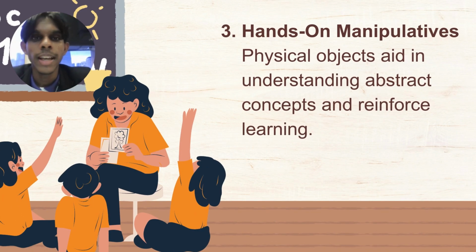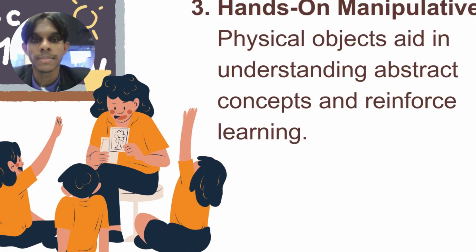So the third one is hands-on manipulatives. Physical objects aid in understanding abstract concepts and reinforce learning. For example, when there is a group work, the teachers can provide mahjong paper to let the students write what they are thinking and write the points on it. So not only using technology, the teachers can also arrange physical objects to aid their teaching process.